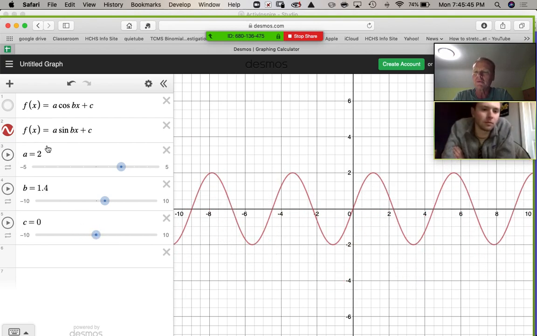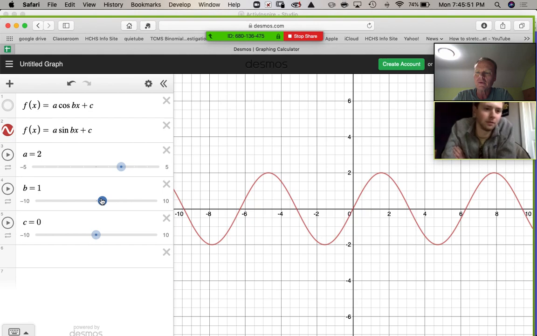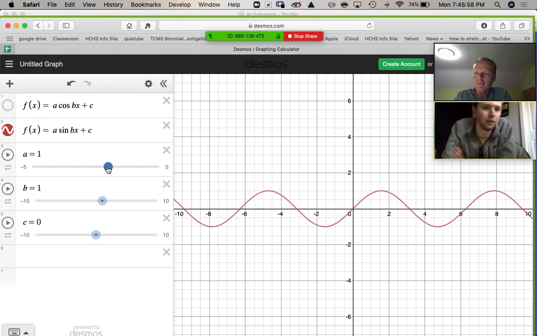So let's see if we can reproduce y equals sine x. In order to be y equals sine x, C would have to be 0. B is going to have to be 1. We're going to leave B at 1 because that's a different video. And then A would have to be back at 1 as well. So we started out on the Ferris wheel at height 0. We went up to 1, back down to 0, down to -1, back to 0.